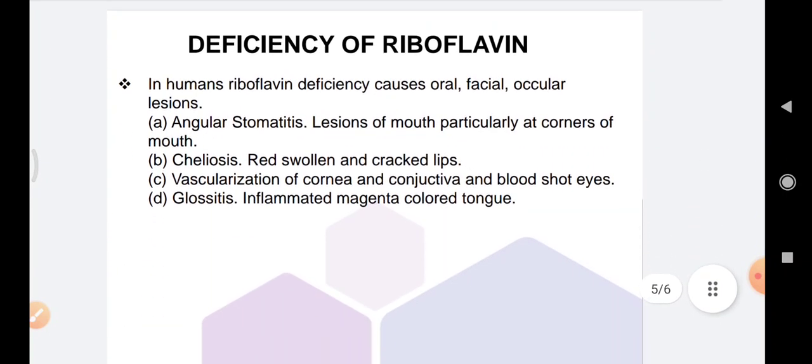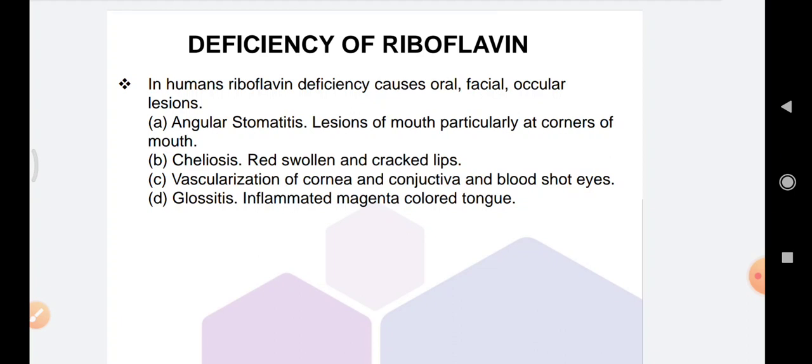Now coming to the deficiency of riboflavin. In humans, riboflavin deficiency causes oral, facial, and ocular lesions. The first symptom is angular stomatitis, which causes lesions of the mouth, particularly at the corners of the mouth.